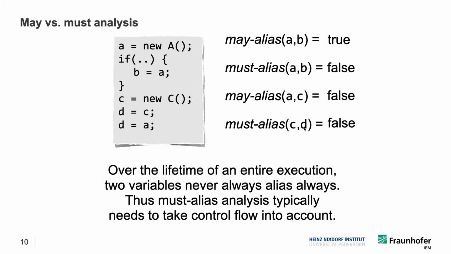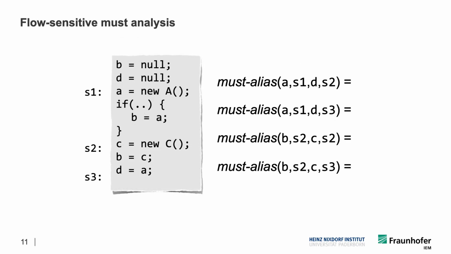Conversely, that also means that must alias analysis typically always needs to take control flow into account. If you don't look into control flow, if you are trying to do a flow insensitive must analysis, or must alias analysis in particular, that doesn't really make sense. I don't see any way in which that could make sense. So let's take a look at a flow sensitive must analysis, or must alias analysis here. So for instance, here what I have now changed is that I've added two statements to the query.